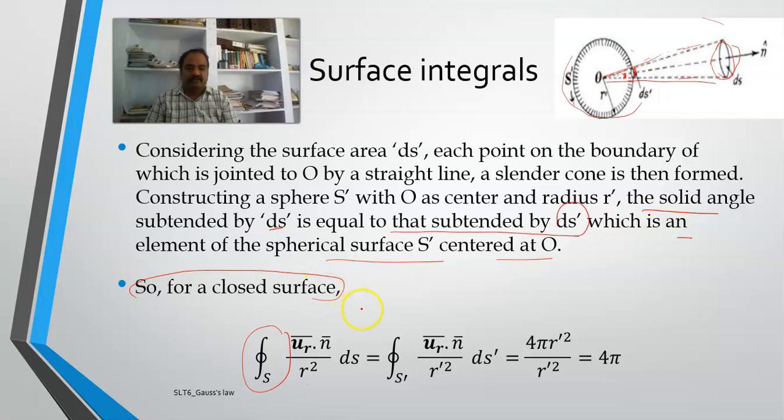So if it is a closed surface, the previous expression becomes ur dot n by r square into ds. Instead of ds, I will take s dash. This is my actual area, but I am considering it to be similar to that of a sphere, so I am extending it to s dash, r dash square, ds dash.